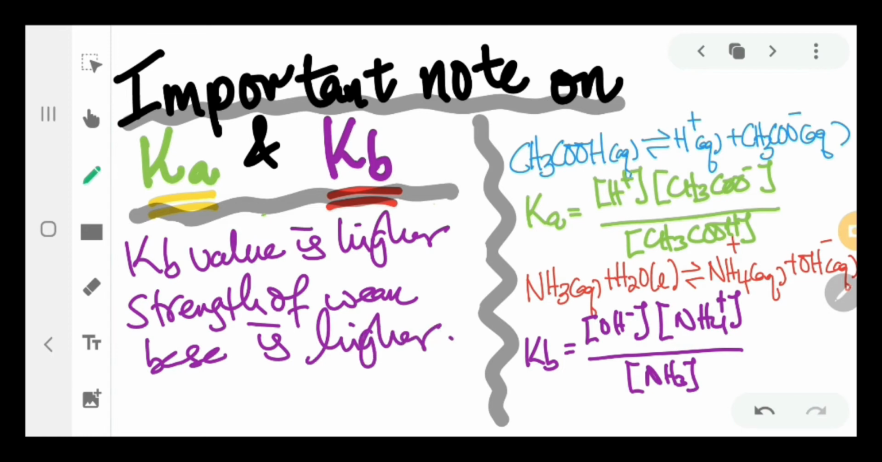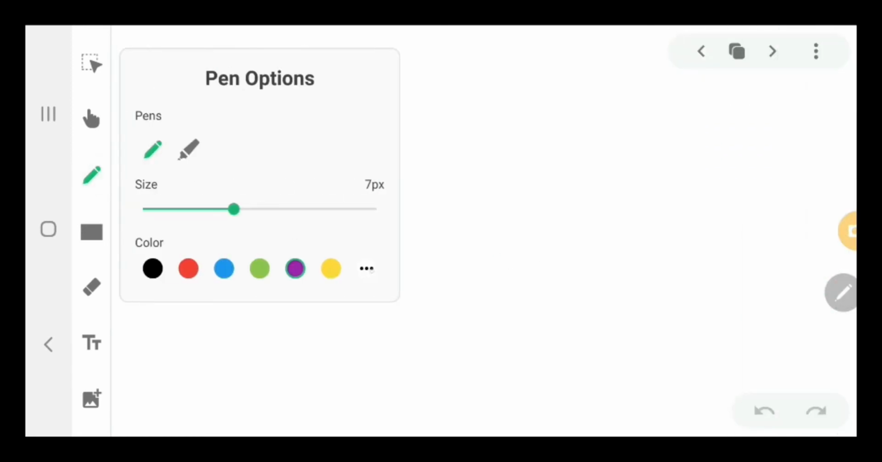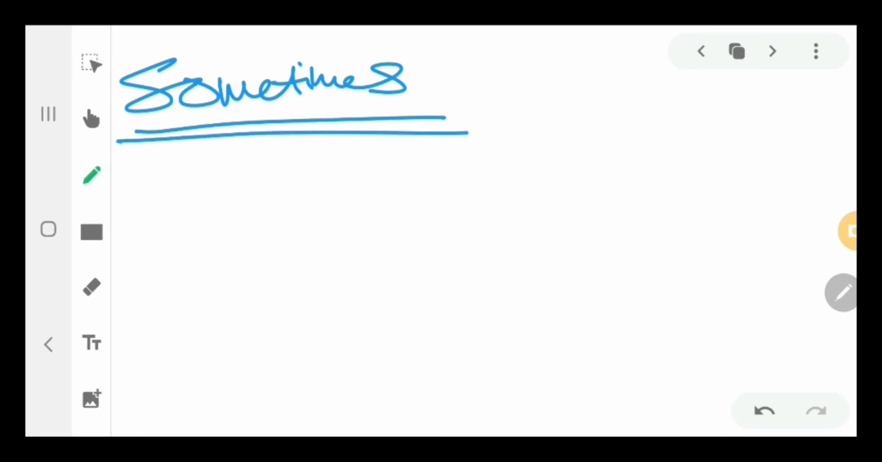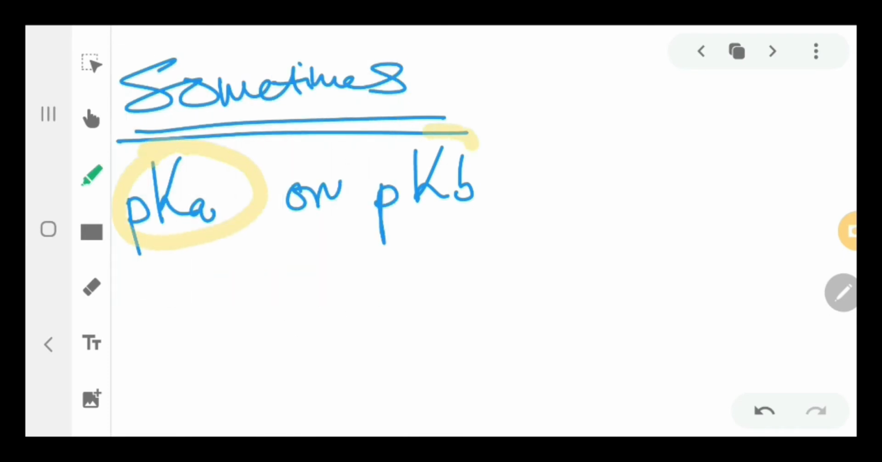Okay, so that is the relationship between Ka and the strength of weak acids, Kb and the strength of weak base. Another thing that you need to know is sometimes the question is going to give you in terms of pKa or pKb. Sometimes they're going to give you in terms of this.